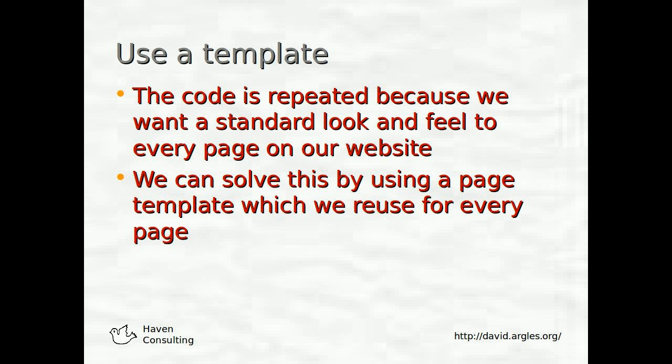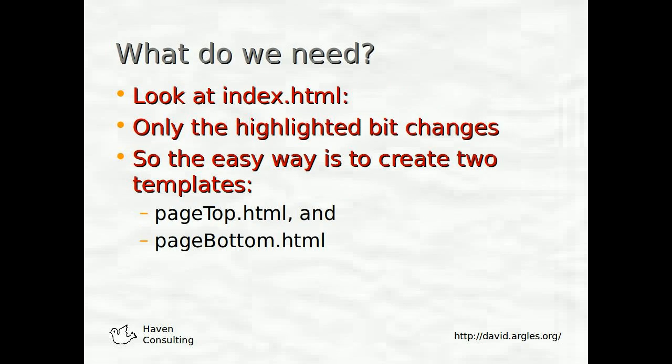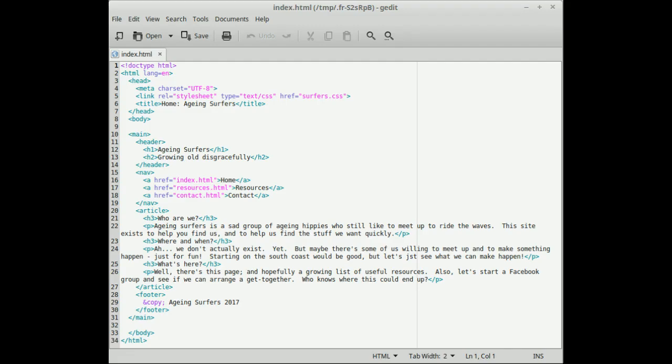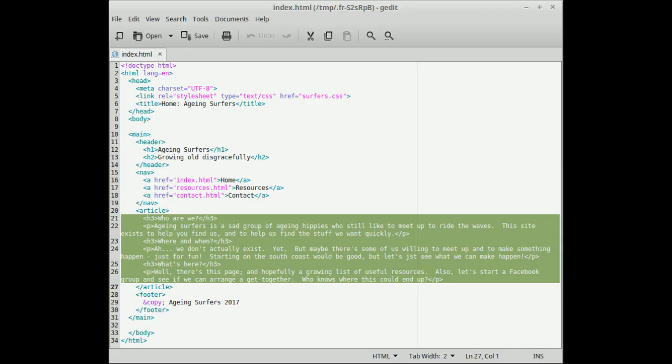The code is repeated because we want a standard look and feel to every page on our website. We can solve this by using a page template which we reuse for every page. So what do we need? Well, let's have a look at index.html as we've got it at the moment, and you can see that it's only the highlighted bit that changes as we move from index.html to contact.html or whatever.